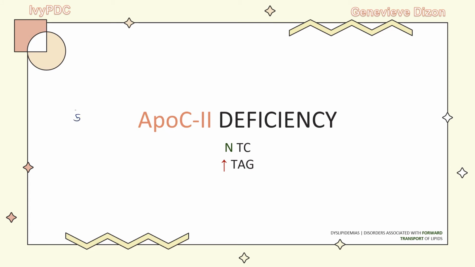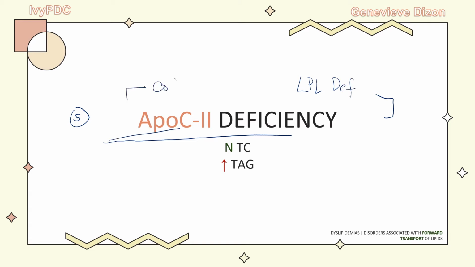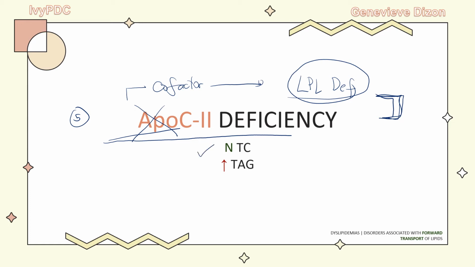The fifth dyslipidemia is the ApoC-II deficiency, which is mostly the same as an LPL deficiency. Why? Because ApoC-II is the activating cofactor for LPL. So with the absence or the deficiency of ApoC-II, there would also be a deficiency in LPL. That's why these two are generally the same. Laboratory results are also the same, with normal total cholesterol and an increased triglyceride level.